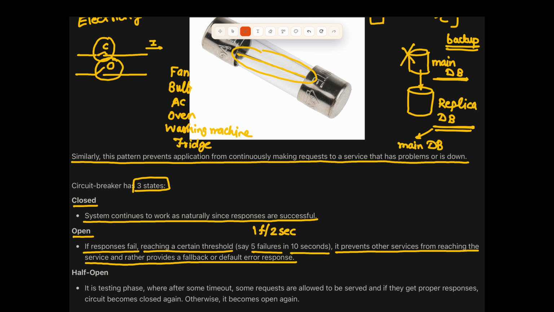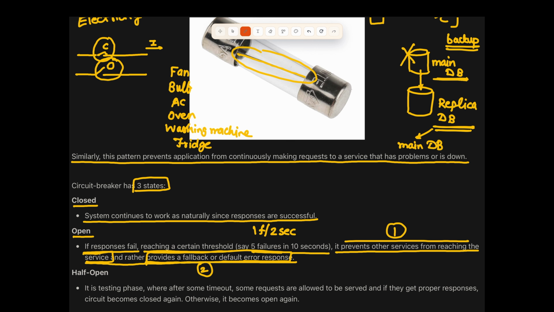Two things to understand. One is it prevents other services from reaching the service itself. So this is the first thing. And second is it provides a fallback or a default error response. Let's understand the second one first because it is very straightforward.